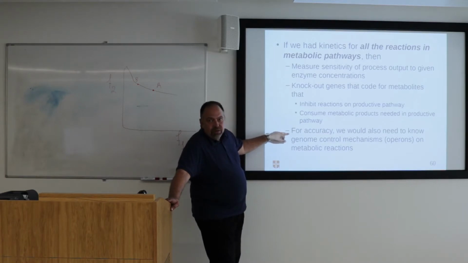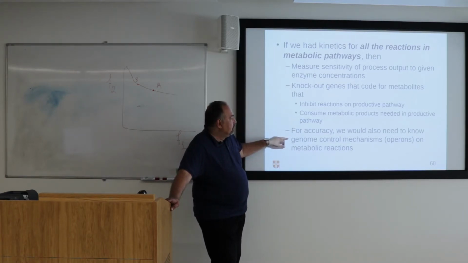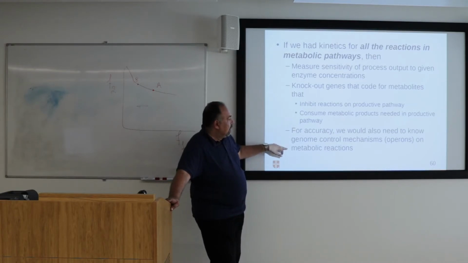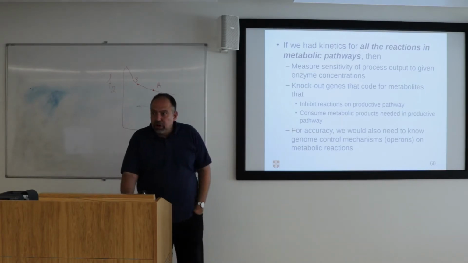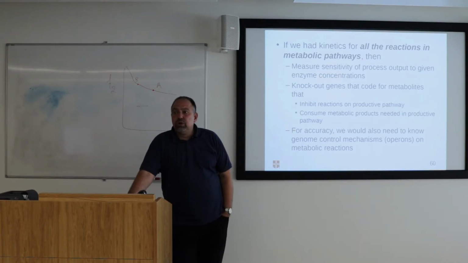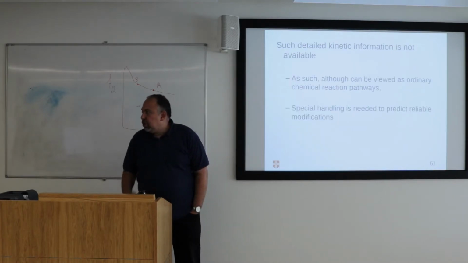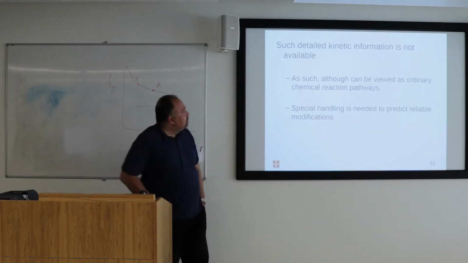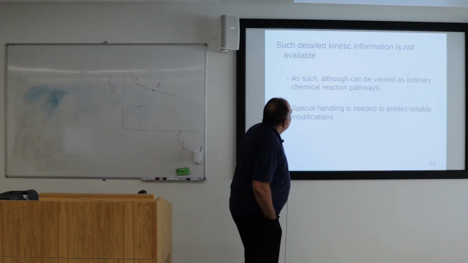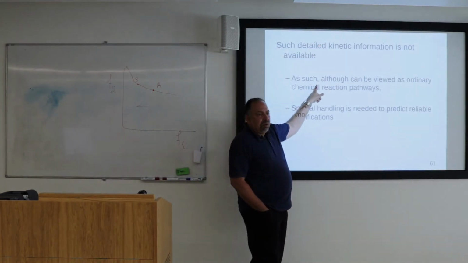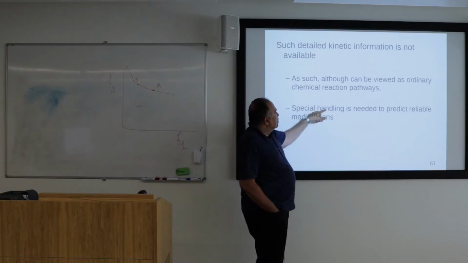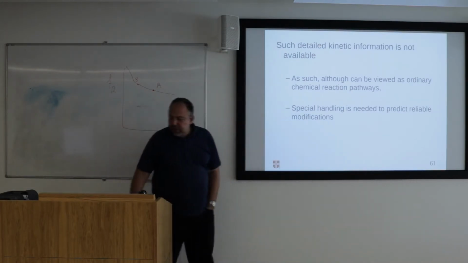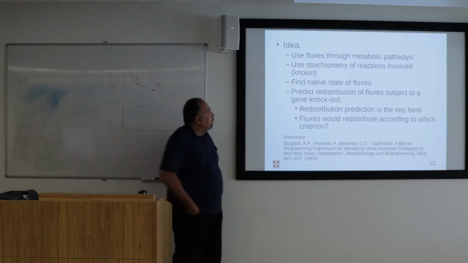For accuracy of such a modeling approach, we would also need to know genome control mechanisms, operands, on the metabolic reactions. And that would be a horrendously nonlinear and complex model for which you would not even dream of being able to measure the parameters required for it. So, as such, we can view the reactions to be ordinary chemical reaction pathways, and we need some special handling to predict reliable modifications.